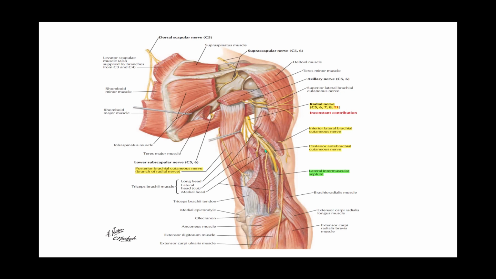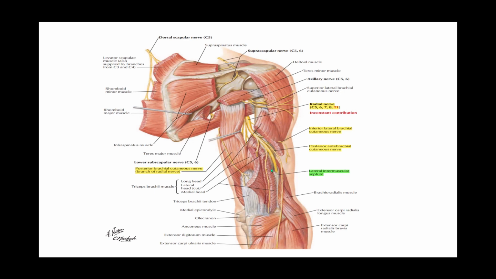And while within this radial groove, you see it's giving off branches to the long head of triceps, the lateral head of triceps, the medial head of triceps, okay. It innervates the triceps muscle, okay. And then we can see the radial nerve runs within this radial groove, okay, and then gets to the lateral part of the humerus and pierces this lateral intermuscular septum, okay, from the posterior compartment.